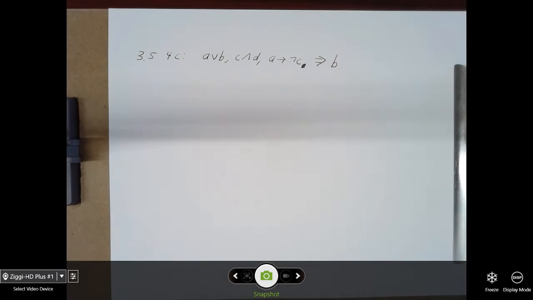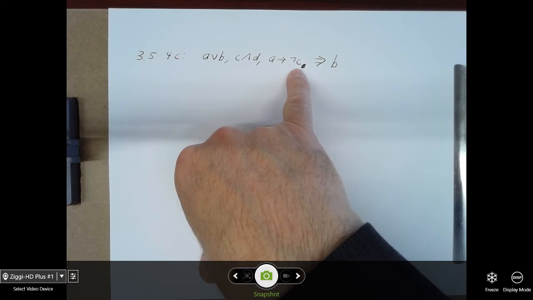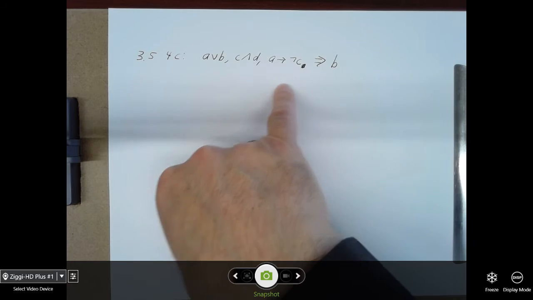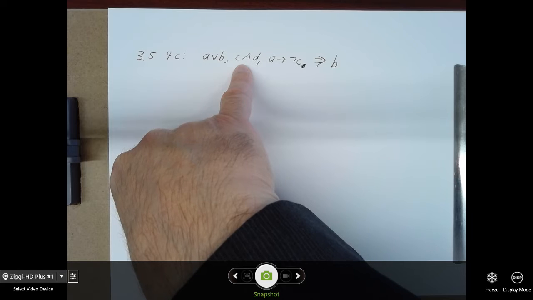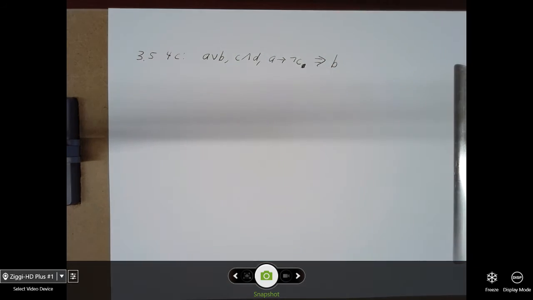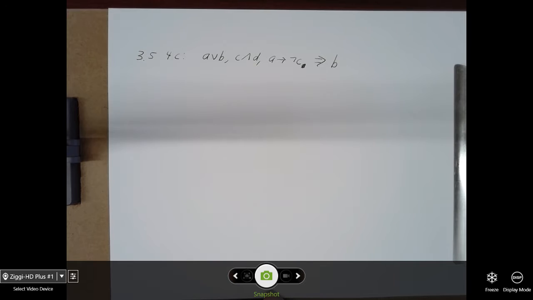So what do we know about A? Well, we know that if A is true, then C is false. And what do we know about C? C is true because C and D is true. So now we can spin that backwards and try to actually get to this conclusion B.